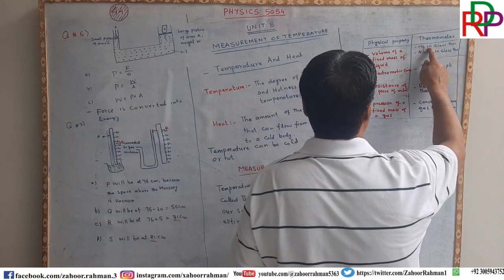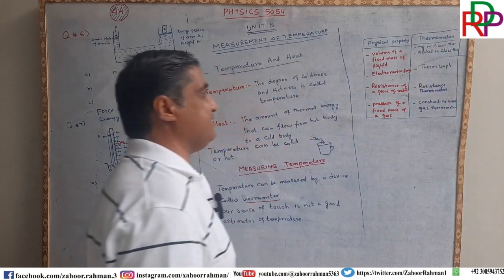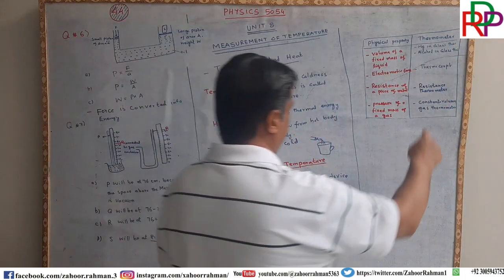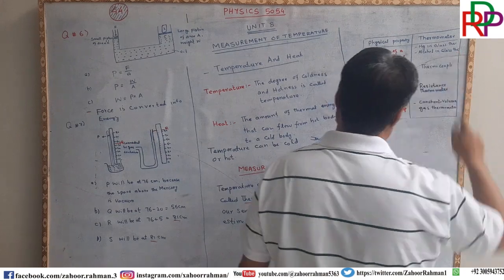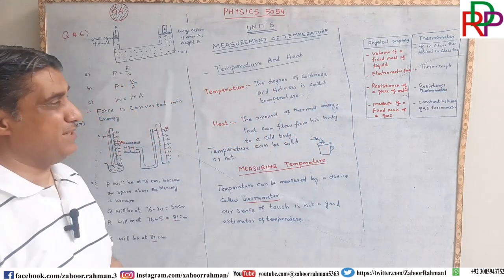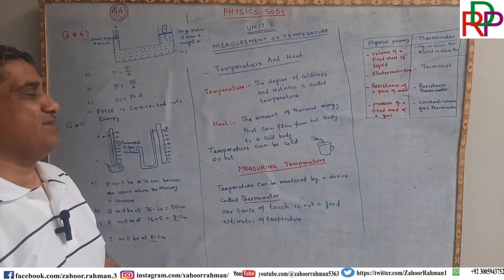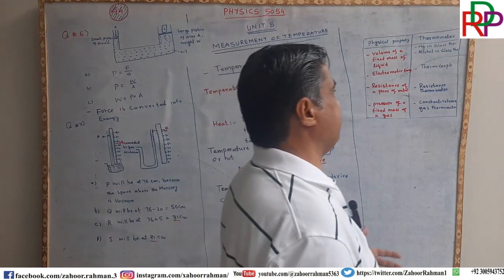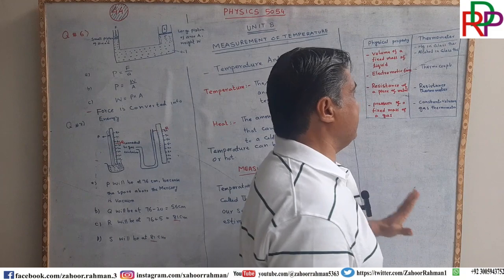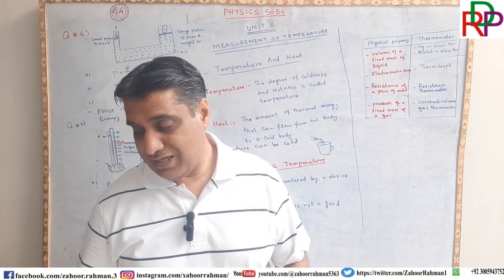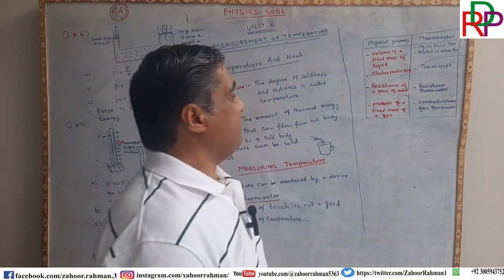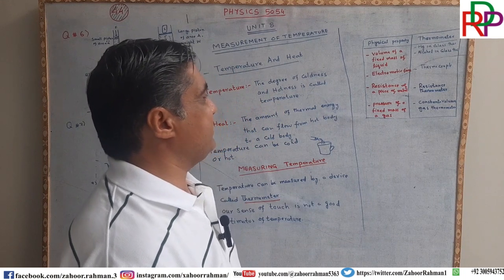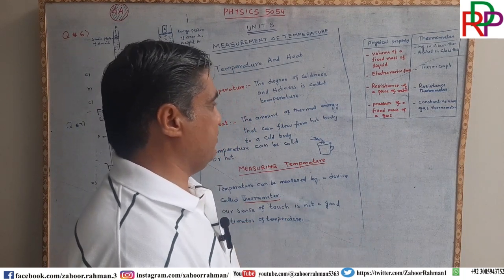One is called a mercury-in-glass thermometer, or an alcohol-in-glass thermometer. These are the two types of thermometer. The most precise one is the mercury-in-glass thermometer. We will discuss in a subsequent topic why we use mercury instead of water and other liquids.